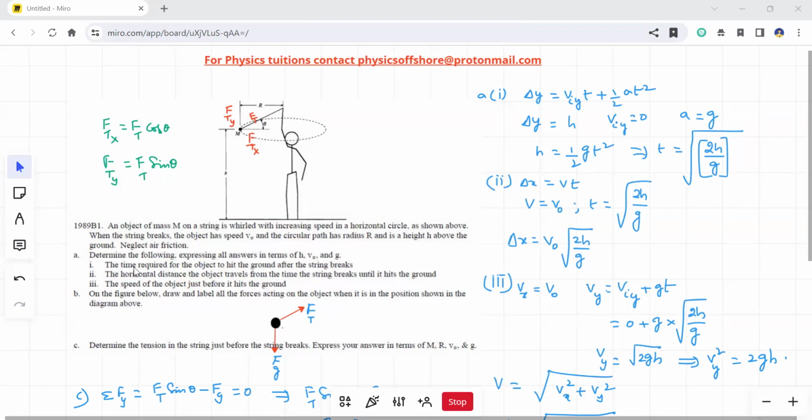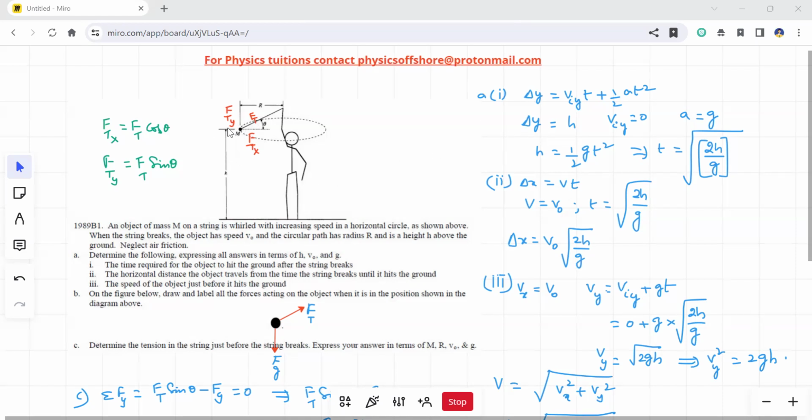Now, he is asking us to find the time required for the object to hit the ground. Why will it hit? The string breaks in between. While whirling, at one point of time, the string breaks. When the string breaks, the object falls down. So when the object is falling down, we have to find out the time taken by the object to drop the height h, and then the horizontal distance it travels from the point it leaves the circle, and then the speed with which it hits the ground. These three quantities we have to find out.